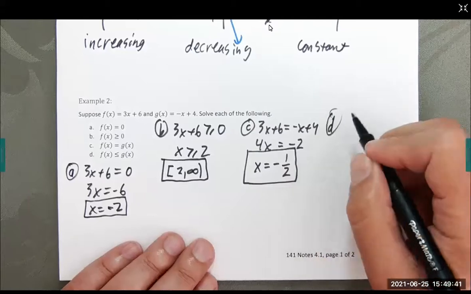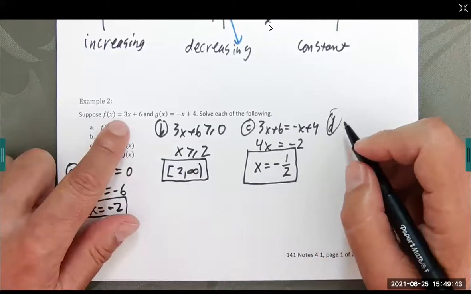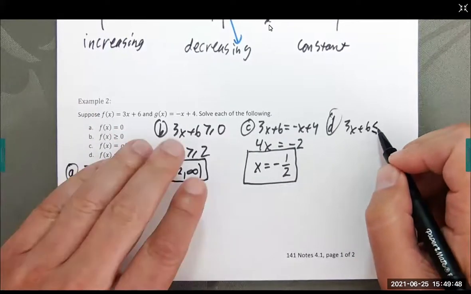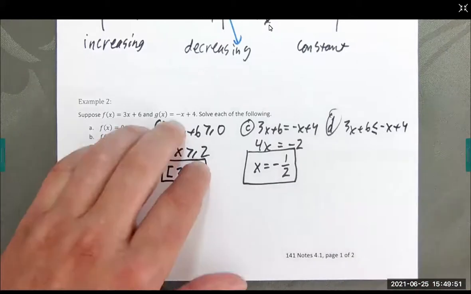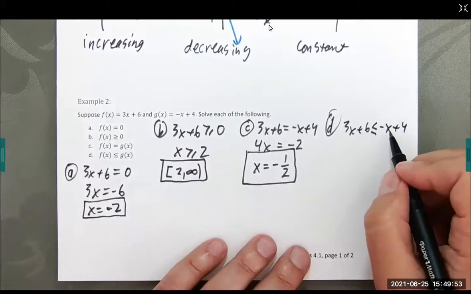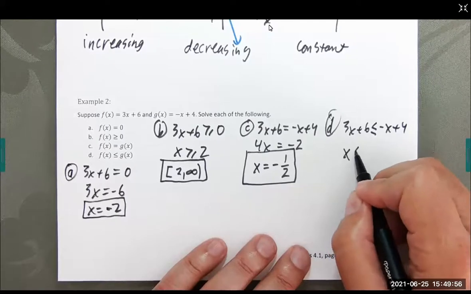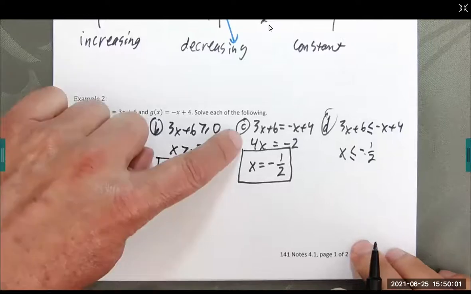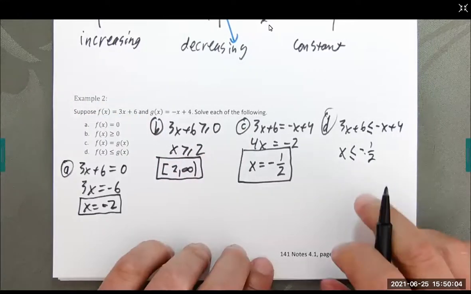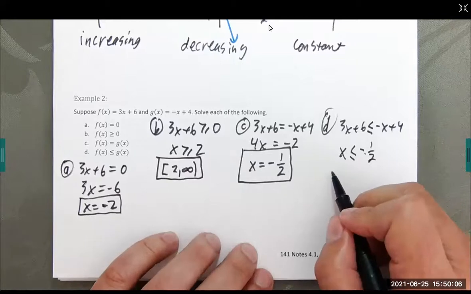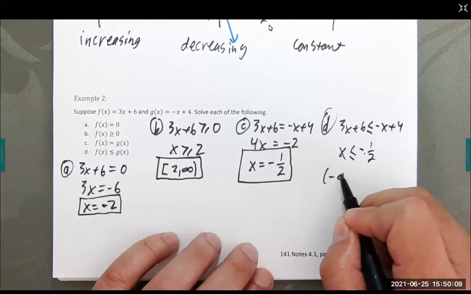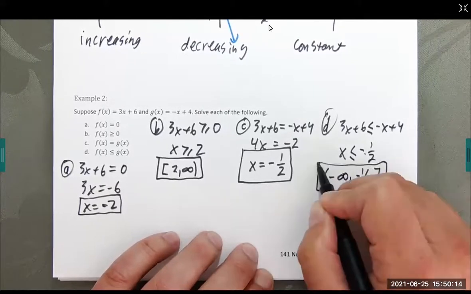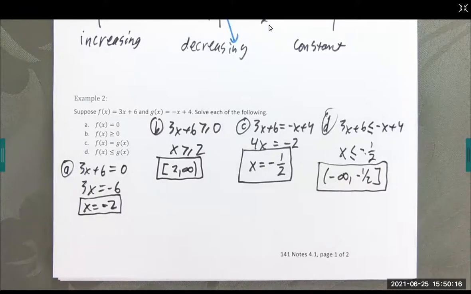D, f of x is less than or equal to g of x, so 3x plus 6 is less than or equal to -x plus 4. And we end up with x is now less than or equal to, again, -1/2. The steps are the same. And I do want to point out I'm dividing by a positive 4, so I don't switch the inequality. Here it stays less than. So this is going to be negative infinity up to -1/2 inclusive. Not too difficult.